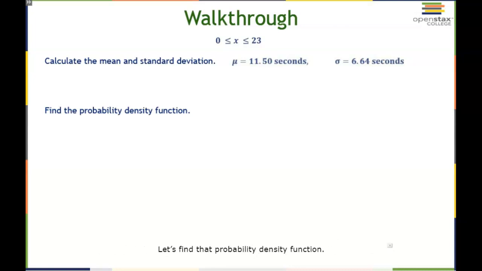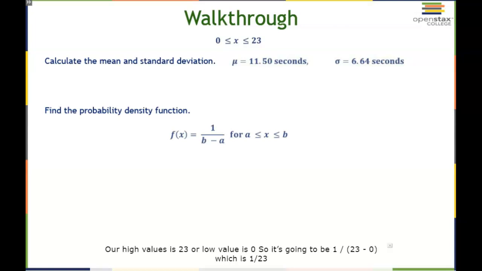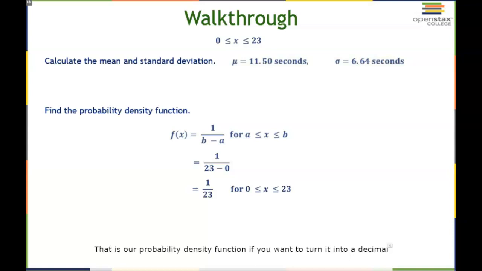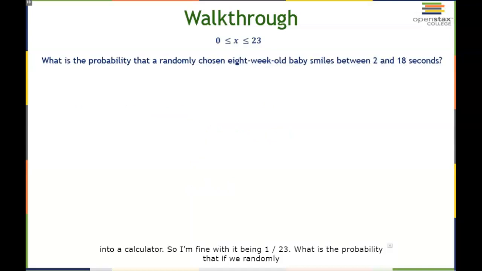Let's find that probability density function. We want 1 over our high value minus our low value. Our high value is 23, our low value is 0, so it's going to be 1 over 23 minus 0, 1 over 23. So that is our probability density function. If you want to turn it into a decimal, you can. It doesn't matter with your calculations. Ultimately, you're going to throw it into a calculator. So I'm fine with it being 1 over 23. What is the probability that if we randomly chose an 8-week-old baby that it smiles between 2 and 18 seconds?